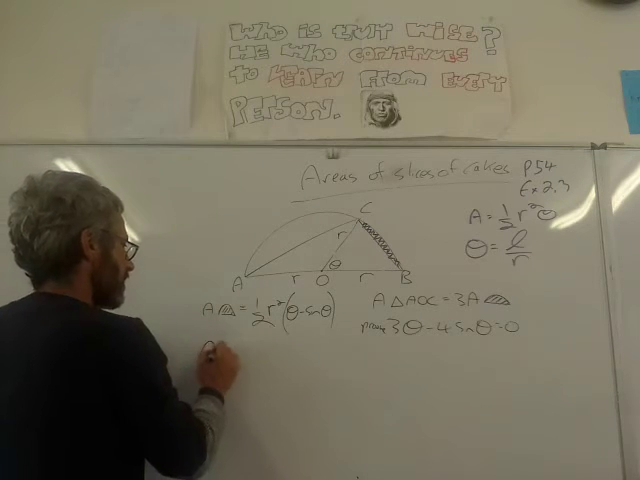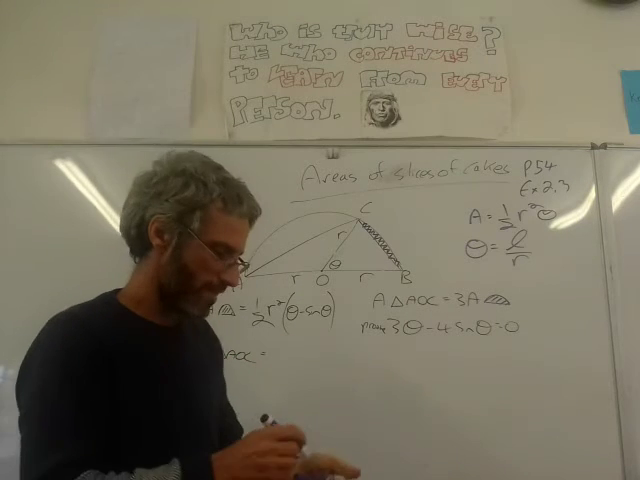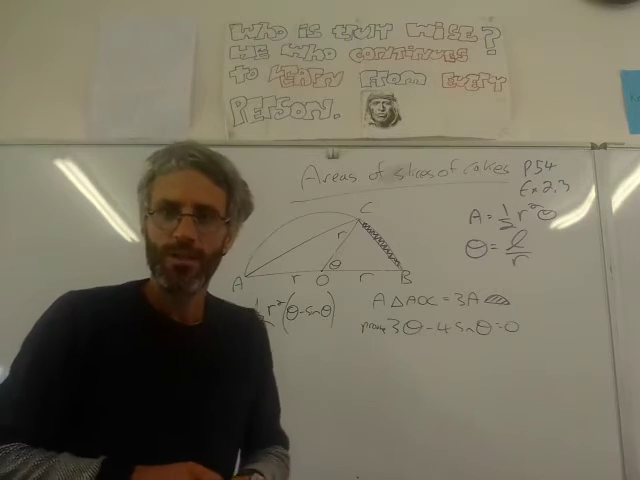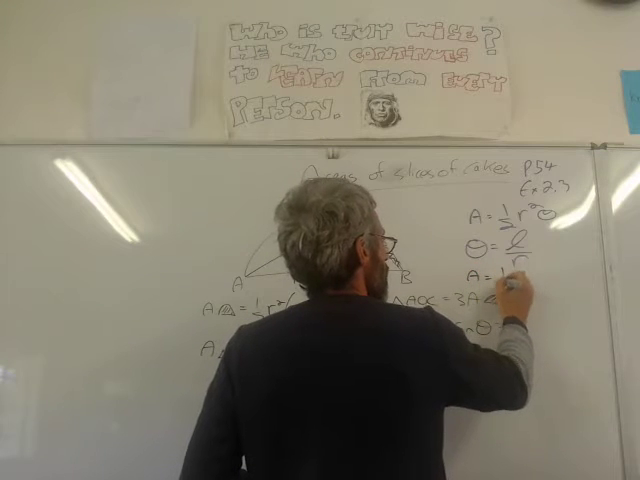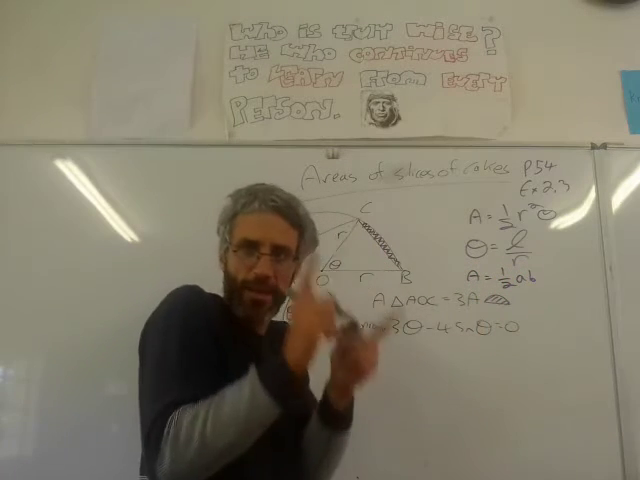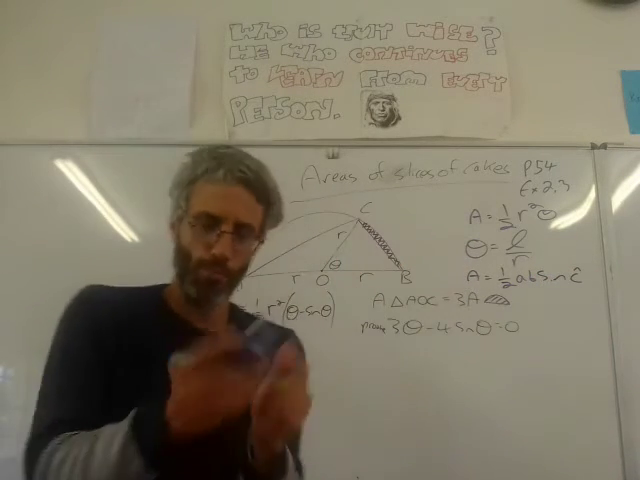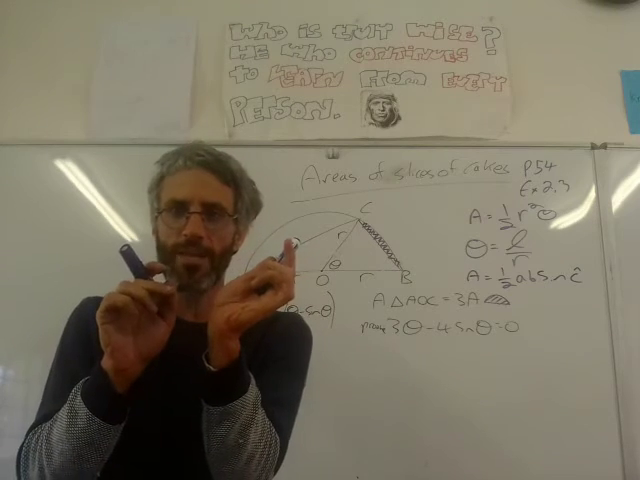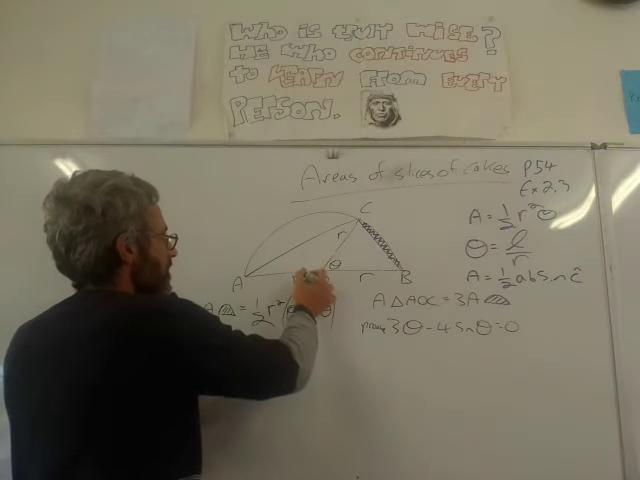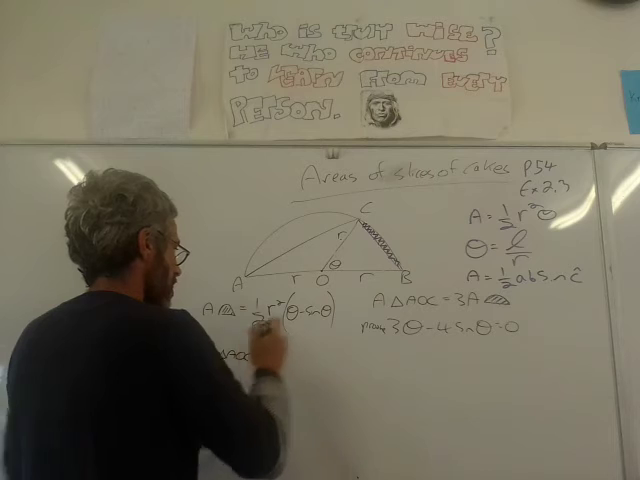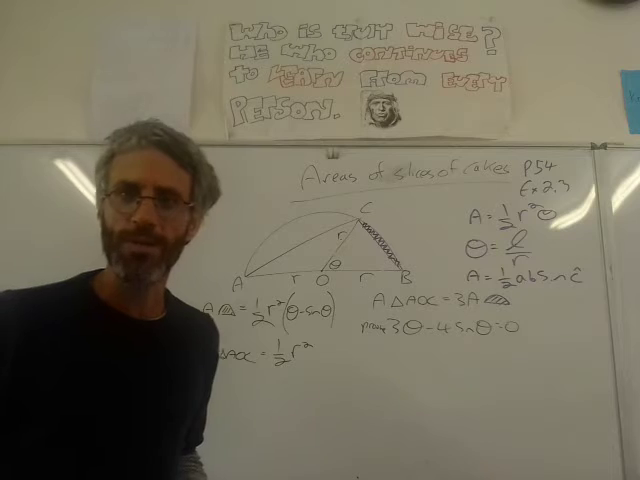Now let's look at the area of triangle AOC. Again, we've got the area rule, which tells you, unfortunately I erased it, it's half times a times b, half times two sides of the triangle, times the sine of the angle between them. So you multiply two sides by the sine of the angle between those two sides. Let's have a look at the two sides. The two sides are r and r, so it's going to be half r squared times the sine of the angle between them. But what is the angle between them?